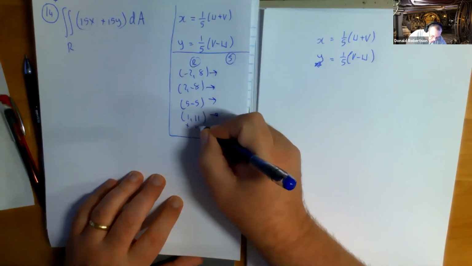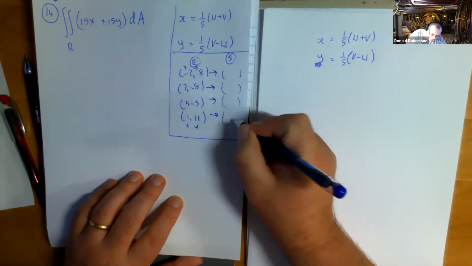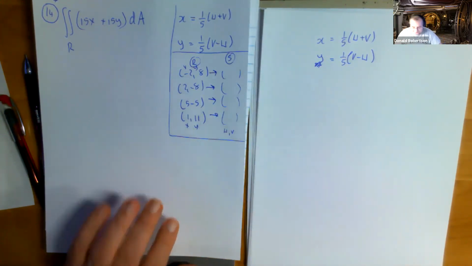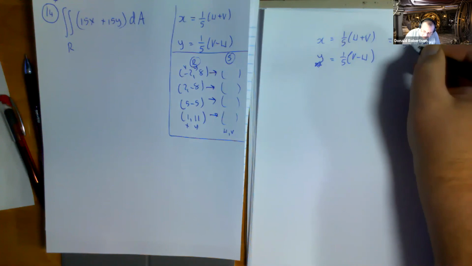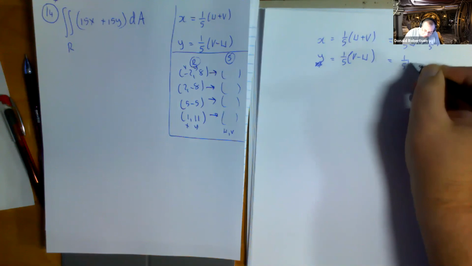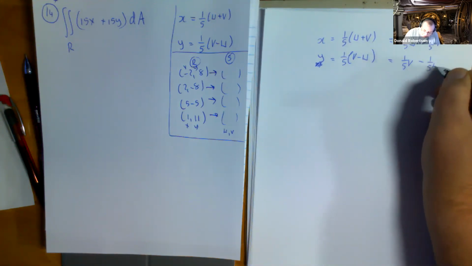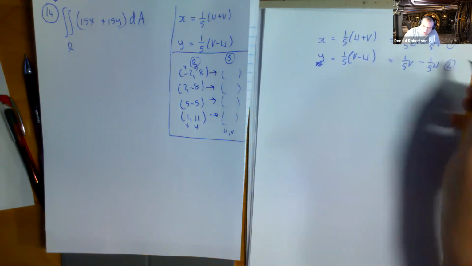Now, I know what the x and y coordinates of these points are. What I don't know yet is who the u and v are. And this is all I've got to work with. So I try as best I can to avoid this process, but I can't. I've got to do it. So this is going to be called 1/5 u plus 1/5 v. And this is going to be called 1/5 v take away 1/5 u. So I have x equals this, I have y equals this. I'm going to call them equation 1 and equation 2.